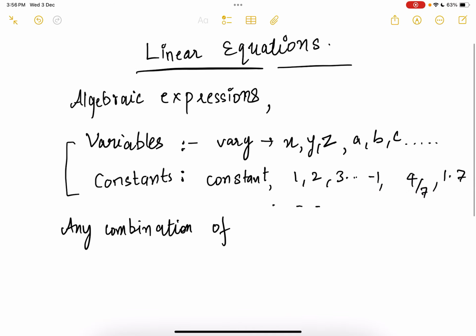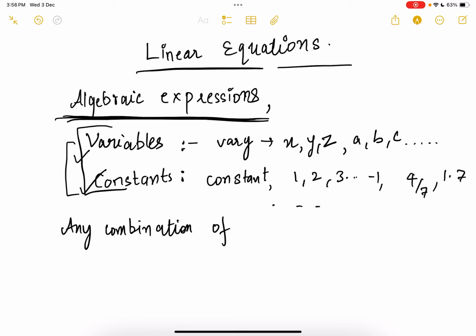Our topic is linear equations. I think you must be familiar with algebraic expressions. If you are not familiar with them, we'll start from the basics. Variables and constants. These two things you should know. You already know them. A variable is something which varies, and a constant is something which is constant.